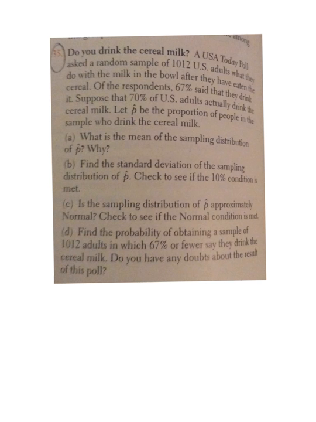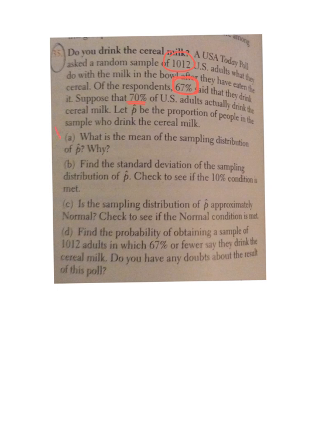Okay, a USA Today poll asks a random sample of 1,012 U.S. adults, do you drink the milk in your cereal after you're done eating the cereal? And 67% of them said yes, they do. Now they think that the proportion of the population is close to 70%. What is the mean of the sampling distribution?